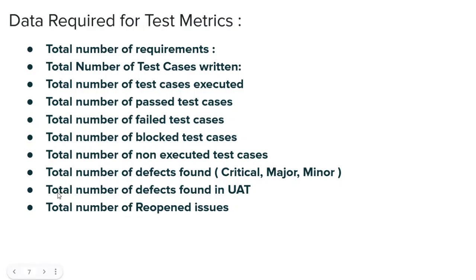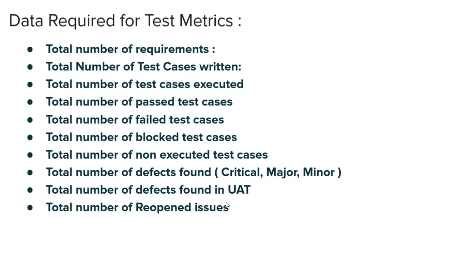We also have to find out the total number of defects found in user acceptance testing. So once you complete the overall test execution and provide the QA sign off, then that build is tested by a product person or business person as a part of user acceptance testing. And how many defects were actually found in the UAT, that also we have to note down.